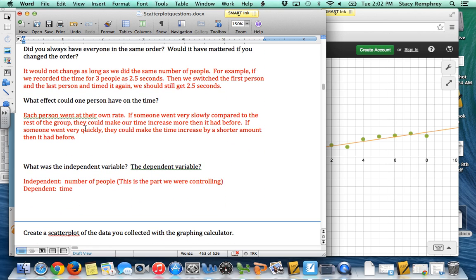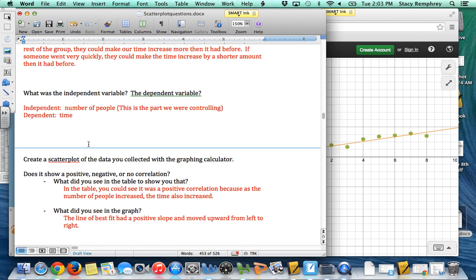What effect could one person have on the time? I said each person went at their own rate, and some of the groups had each person going almost the same rate, and then we had some of the groups where one person went really slow and everybody went a little faster. And sometimes they went really fast. So they could have an effect on the overall time by making it faster or slower.